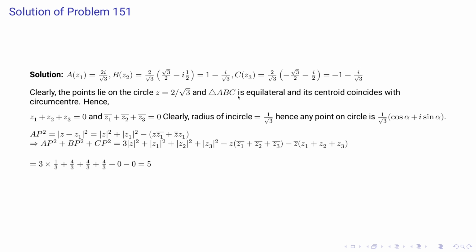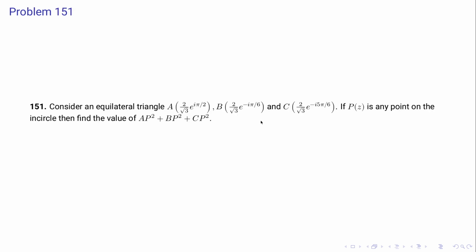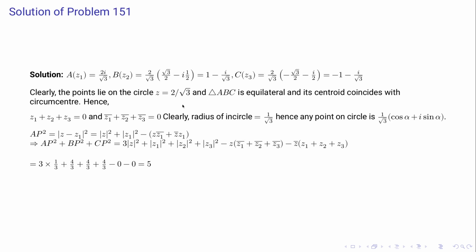And this triangle is equilateral, so its centroid will coincide with the circumcenter. Hence, we can say that Z1 plus Z2 plus Z3 is equal to 0, and Z1 bar plus Z2 bar plus Z3 bar is equal to 0. Now, clearly you can find that the radius of the incircle is 1 by square root of 3. So any point on the incircle would be 1 by square root of 3 times (cos alpha plus i sin alpha). So we have this circumcircle with radius 2 by square root of 3, and the incircle with radius 1 by square root of 3.